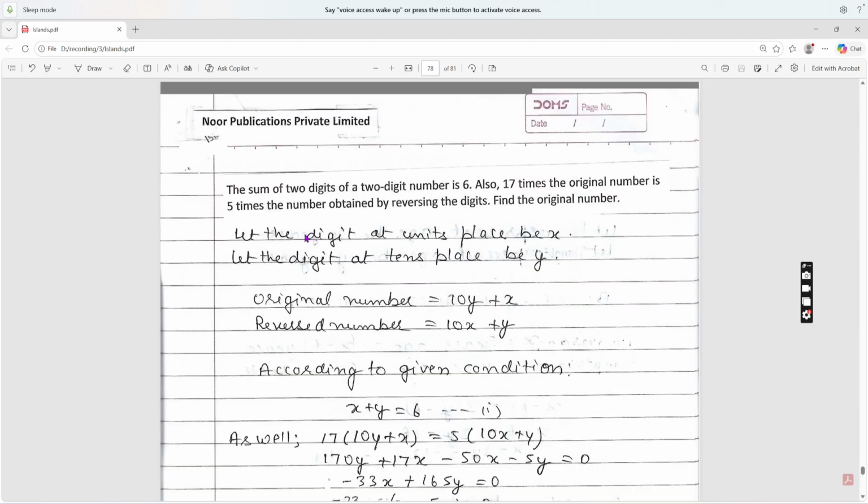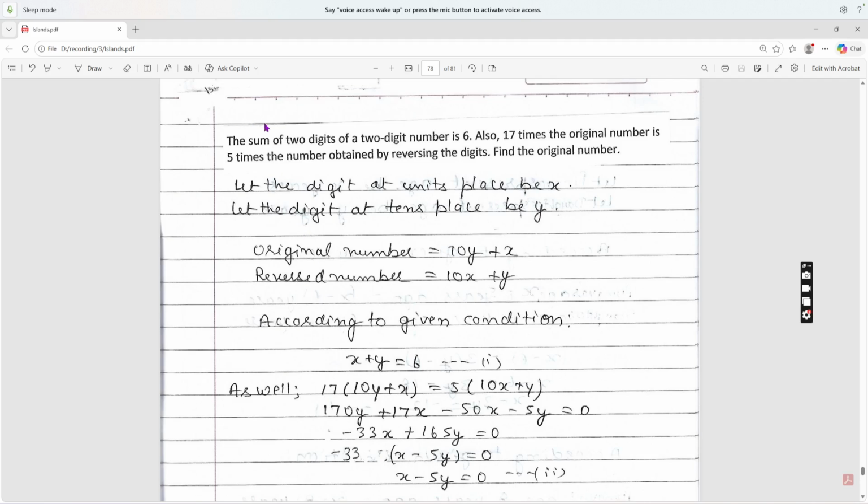Okay, next. One more word problem is here. The sum of digits of a two-digit number is 6. That I already told you. Whenever we approach two-digit number word problems, we have to write 4 steps which are mandatory.